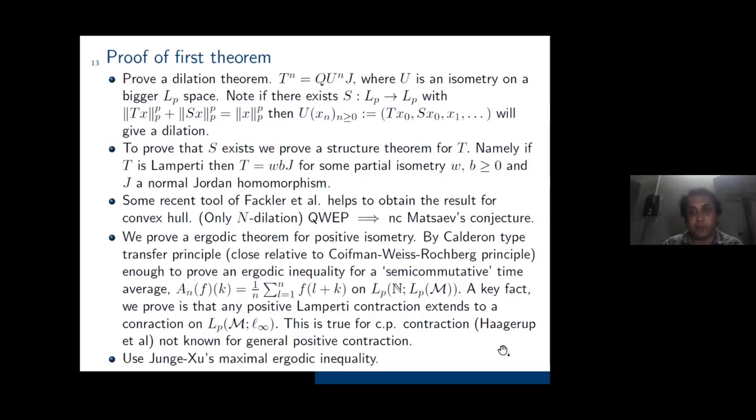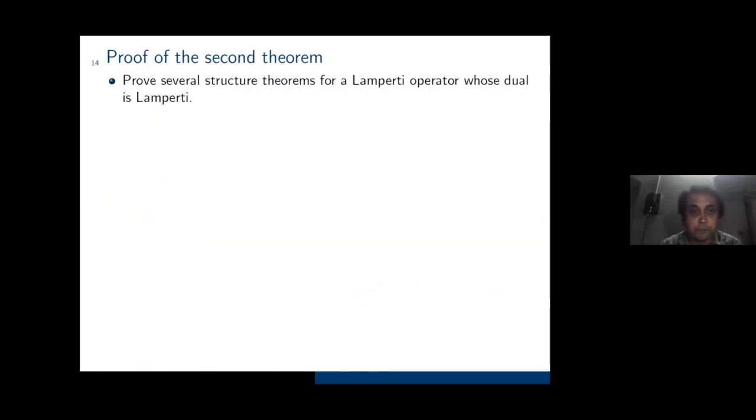For positive Lamperti contractions, obviously, if we restrict the theorem to completely positive Lamperti contractions, then it's okay. So this is the idea: dilation and then this transfer principle. You want to put a maximal ergodic inequality on some space; you can transfer it using the Calderon principle to some other space where it's much simpler, and you can use the Junge–Xu non-commutative ergodic theorem.